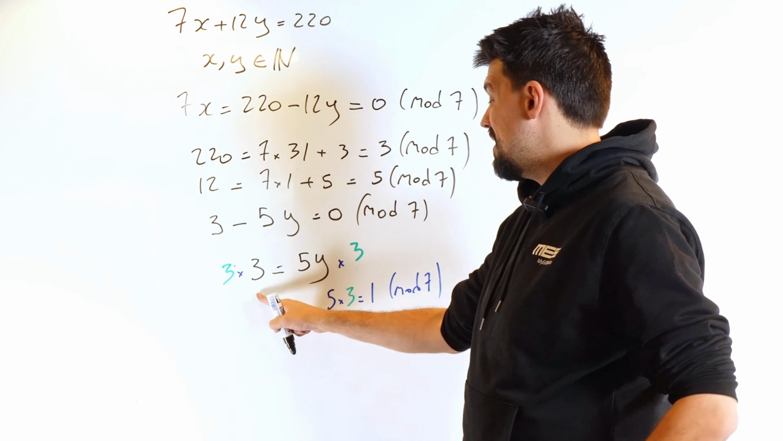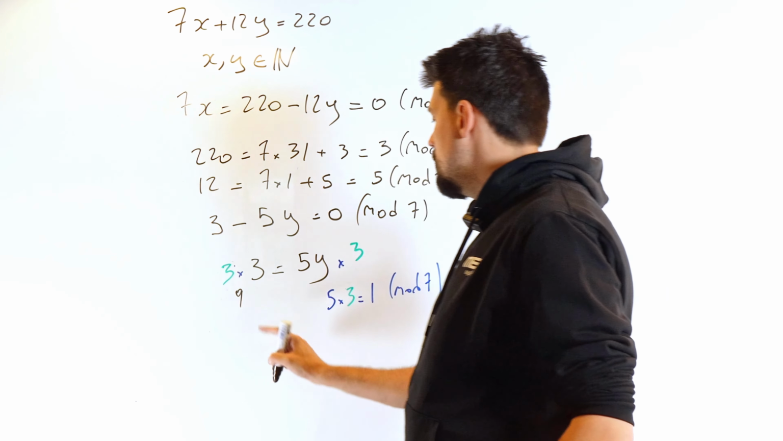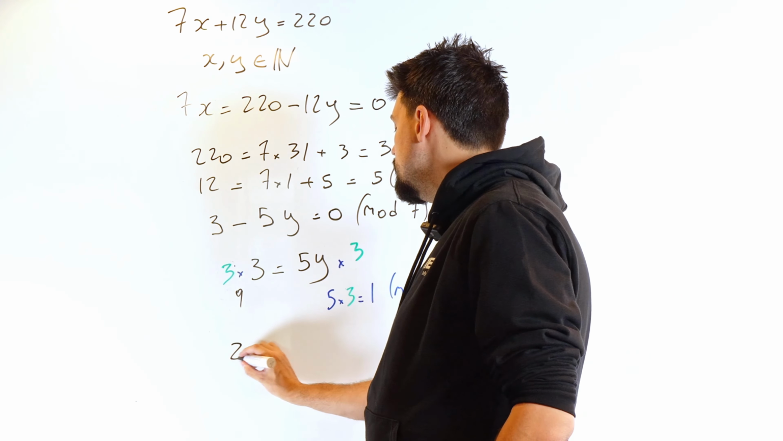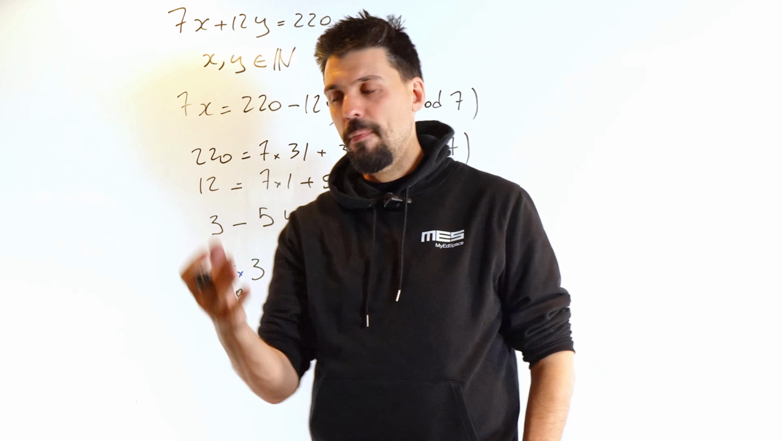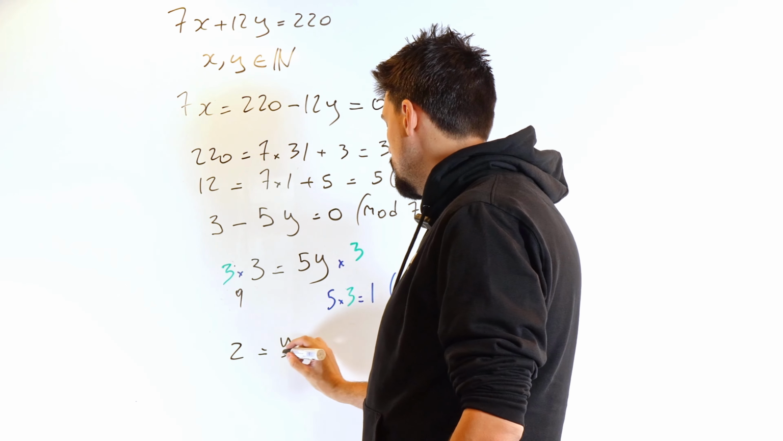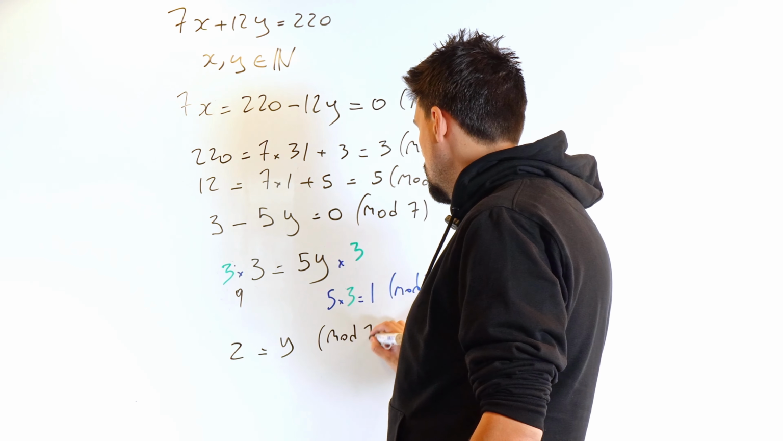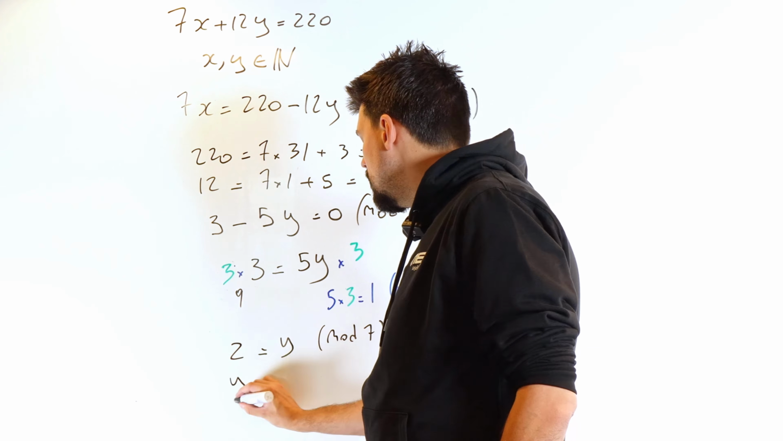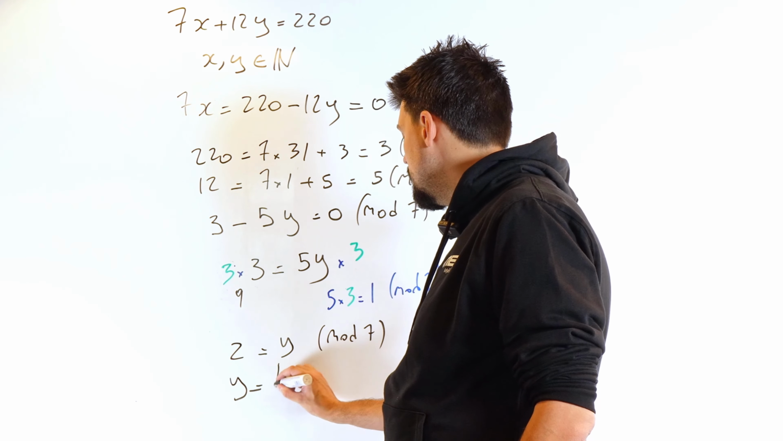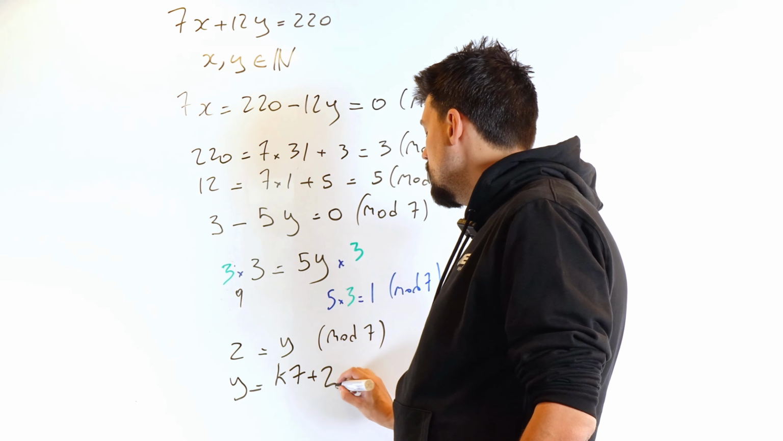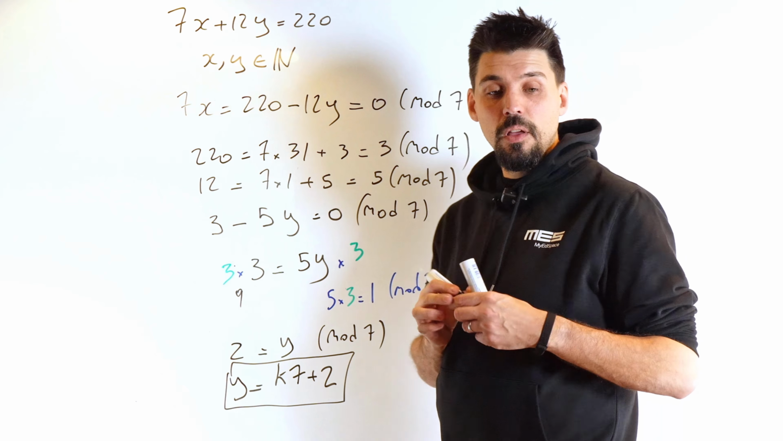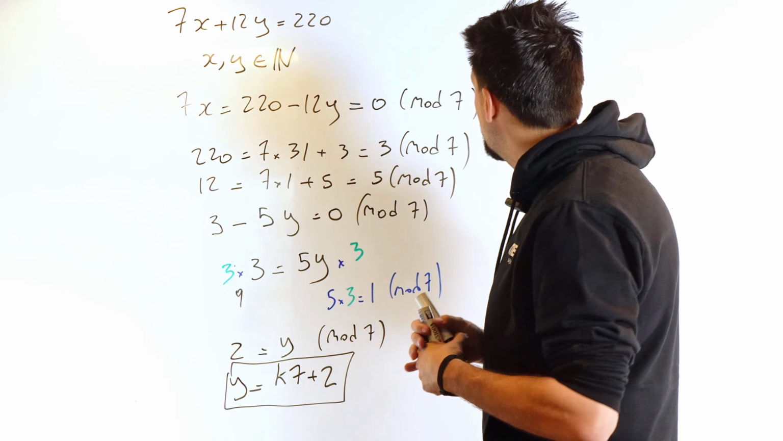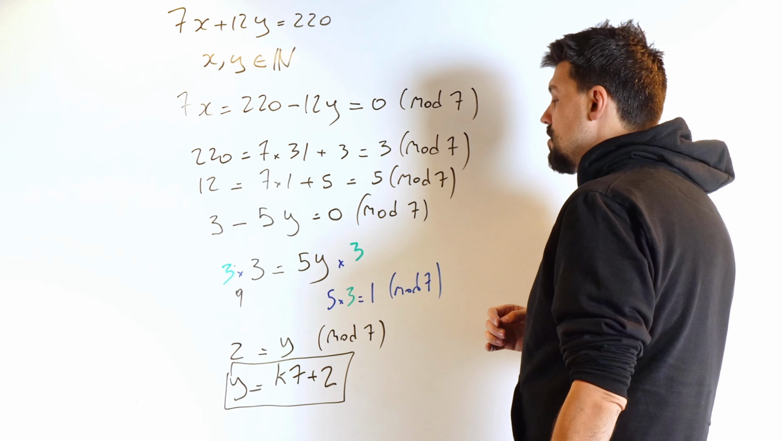Now, 3 times 3 is 9, but 9 modulo 7 is 2, right? 9 divided by 7 is 1, remainder 2, is equal to y in mod 7. So that tells me that y is going to be some multiple of 7 plus 2. Bosh. y is some multiple of 7 plus 2, which is kind of funky.